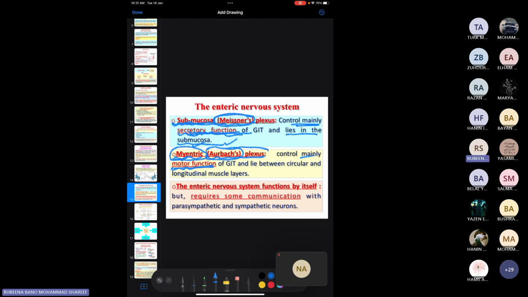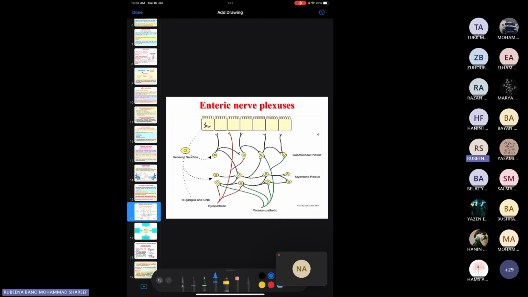The enteric nervous system functions by itself. As I told you, it functions by itself, but it requires some communication with the parasympathetic and sympathetic neurons. As you can see in this picture, this is a submucosal plexus, this is a myenteric plexus, this is a parasympathetic nerve supply, this is a sympathetic nerve supply, and they communicate with each other to execute a function.